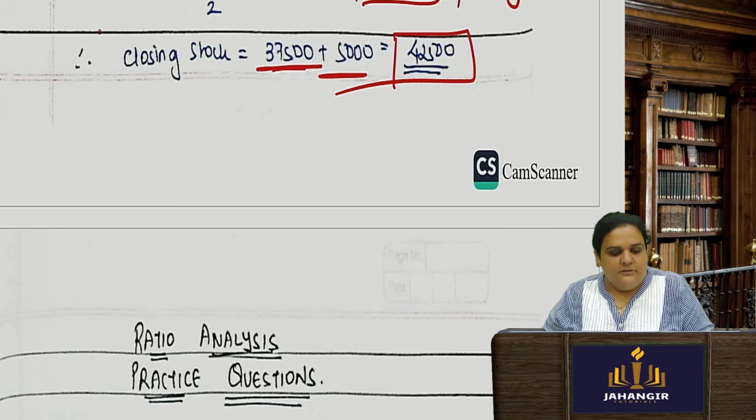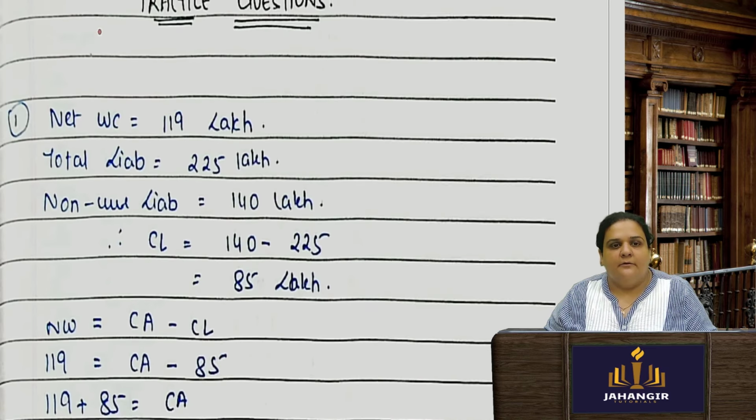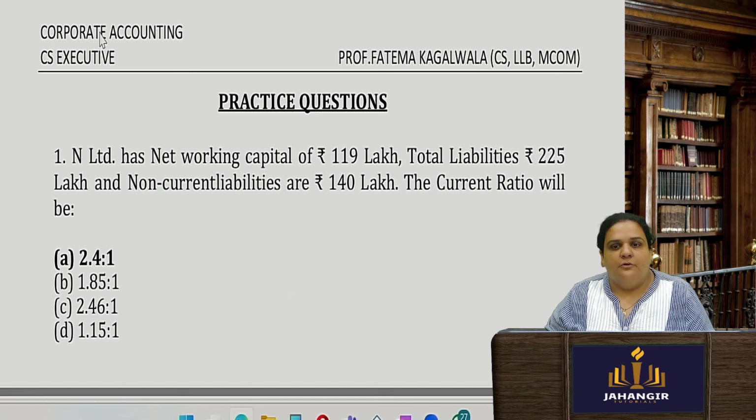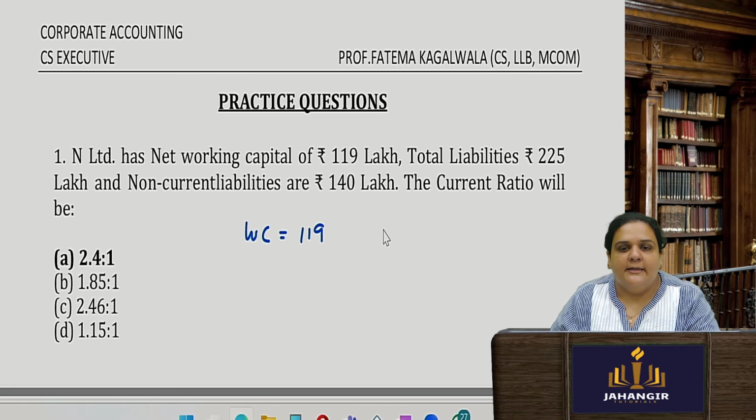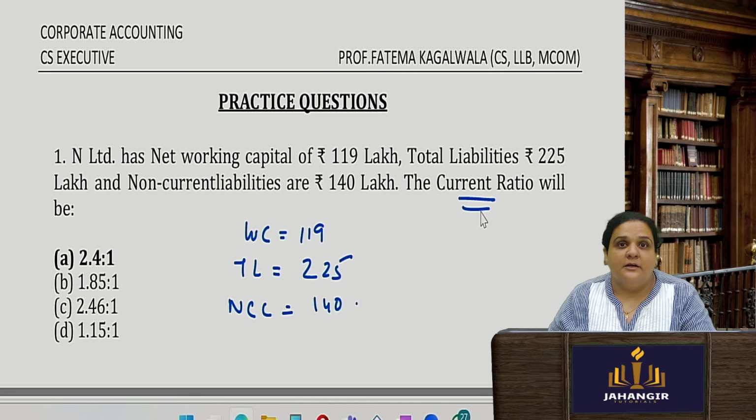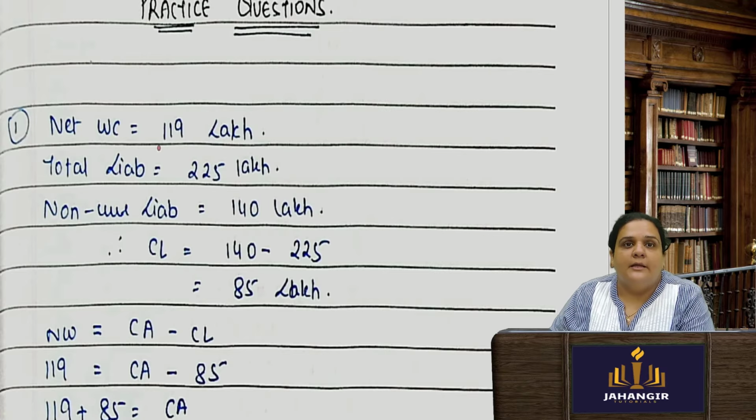Okay. Now, some practice questions I have taken. Quickly we'll solve. N Limited has a net working capital of 119 lakhs. Total liabilities is 225. Non-current liabilities is 140 lakhs. We have to find the current ratio. That means we need current assets and we need current liabilities.